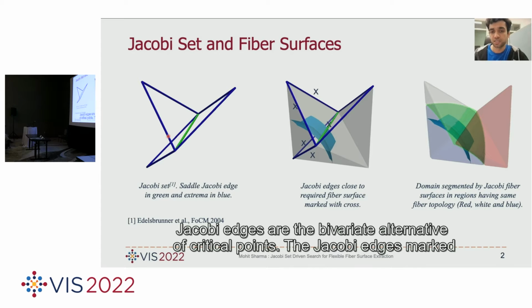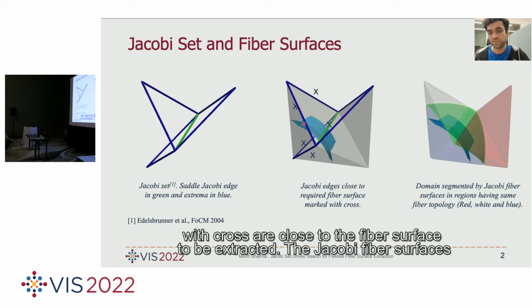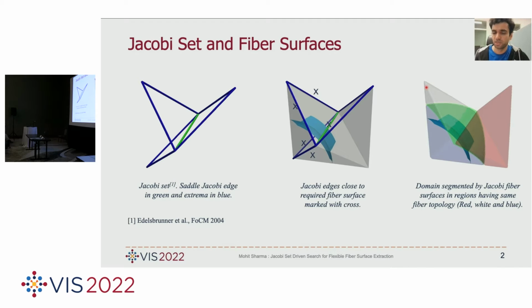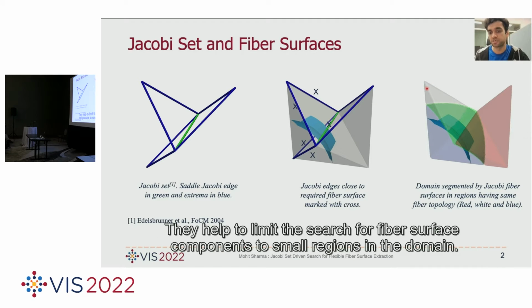Jacobi edges are the bivariate alternative of critical points. The Jacobi edges marked with cross are close to the fiber surface to be extracted. The Jacobi fiber surfaces corresponding to Jacobi edges segment the domain into regions that have same fiber topology. They help to limit the search for fiber surface components to small regions in the domain.